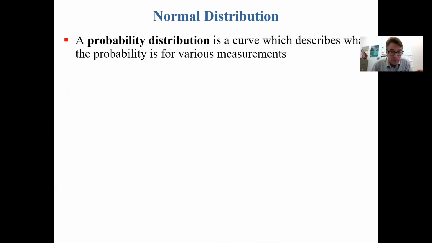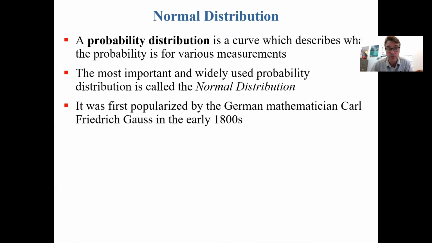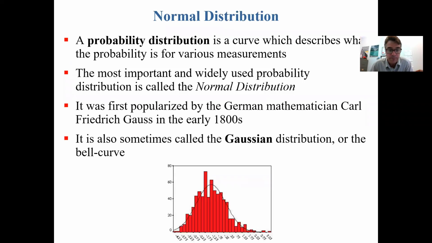A probability distribution is a curve which describes what the probability is for various measurements. And the most important and widely used probability distribution is called the normal distribution. It was first popularized by the German mathematician Carl Friedrich Gauss in the early 1800s. So it's sometimes called the Gaussian distribution or the bell curve because it's shaped like a bell.